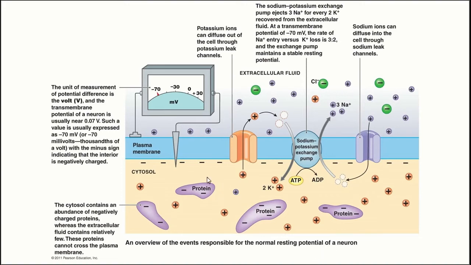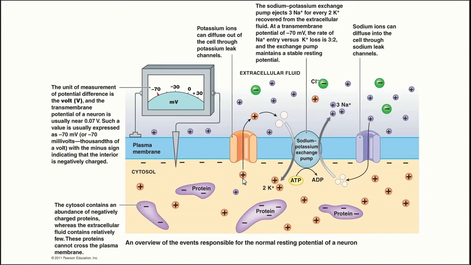So if we were to put a small voltage meter or voltage probe across the plasma membrane, and read the difference in voltage between the outside of the cell, the extracellular fluid, and the inside of the cell, the intracellular fluid or the cytosol here, we would see that the cell has a slightly negative voltage on the inside. And the reason for this voltage is that potassium, which is a positively charged ion, shown here in orange, is constantly diffusing out of the cell.